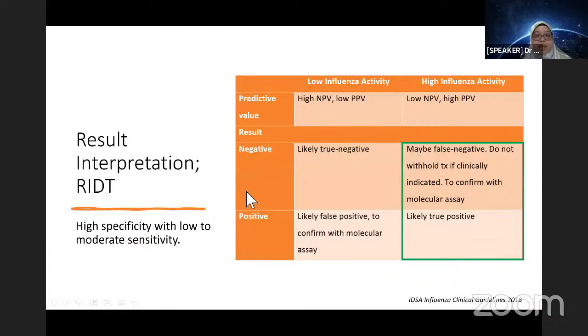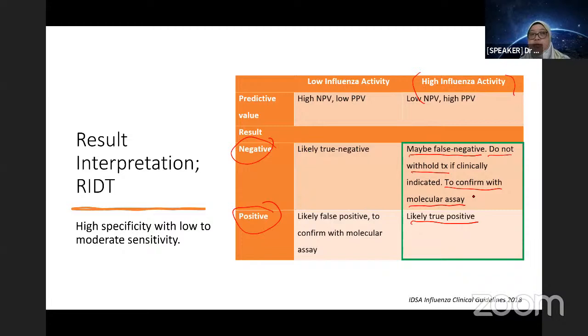All right. So as for the interpretation of the rapid influenza test results, with regards to sensitivity, the rapid test is of low to moderate sensitivity, but it is a highly specific test. During high influenza activity, if you get a positive result, then it is likely a true positive. But if you end up with a negative result, it may be a false negative. If the patient is symptomatic or high-risk and presented with acute respiratory infection symptoms, please do not withhold treatment if you suspect that the patient has influenza, and confirm the result with the molecular assay.